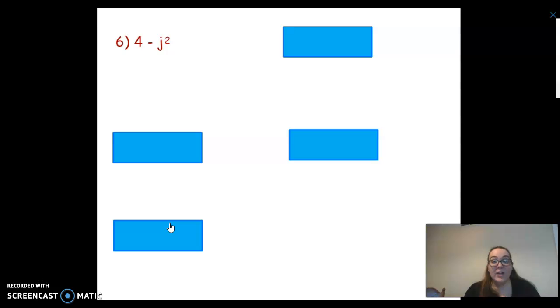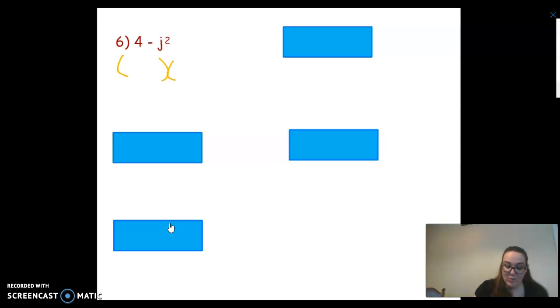This example looks kind of funny, because I have 4 minus j squared, but what's important here is: first, is there a GCF? Nope. Is there a difference? Yes, there's a difference right here. Are they both perfect squares, the 4 and the j squared? The answer to all those questions is yes. So even though it's in a backwards order, I can still do this.